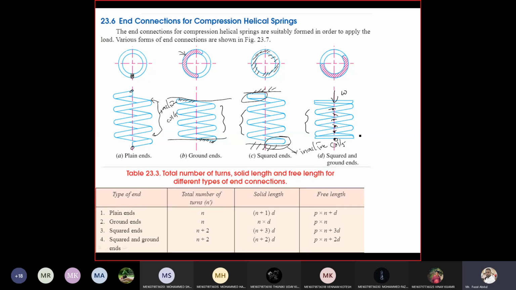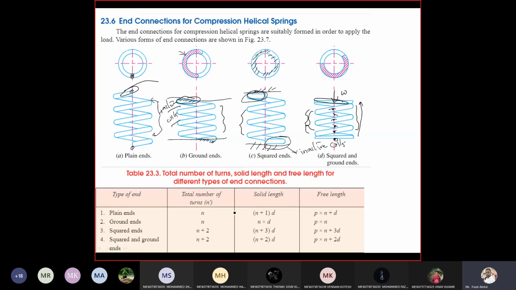Again, in the same manner, it is going to come back. Only because of the movements of the inner coils is the name given as active coils, and the coils touching the surfaces here and here, this one, this one, and this one, are known as inactive coils.